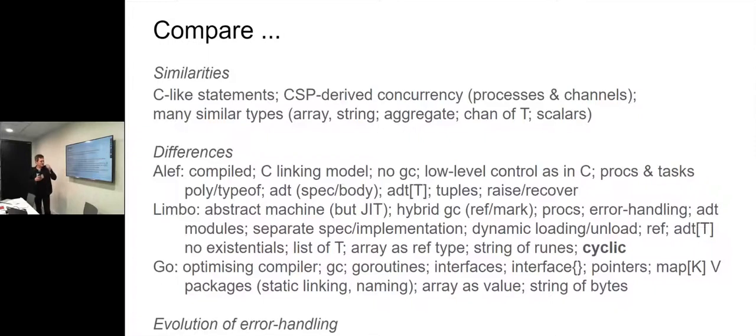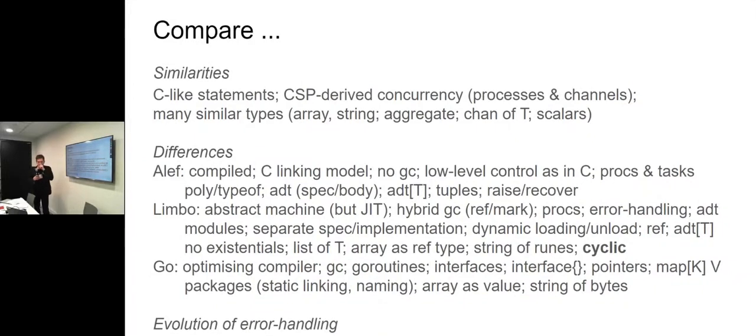It has goroutines, which are similar to Limbo processes, though there are some subtle differences. But for these purposes, it's enough to say that they're also very cheap, and the idea is you should be able to have lots and lots of them. They're multiplexed across a heavier weight thing behind the scenes. It's got interfaces to do the dynamic aspect that was handled by modules there. Its structuring mechanism is by static packages, though. Static linking and static naming. So there isn't the dynamic aspect there.